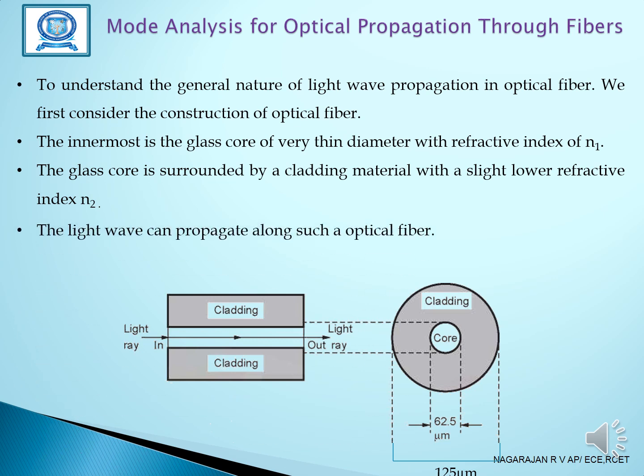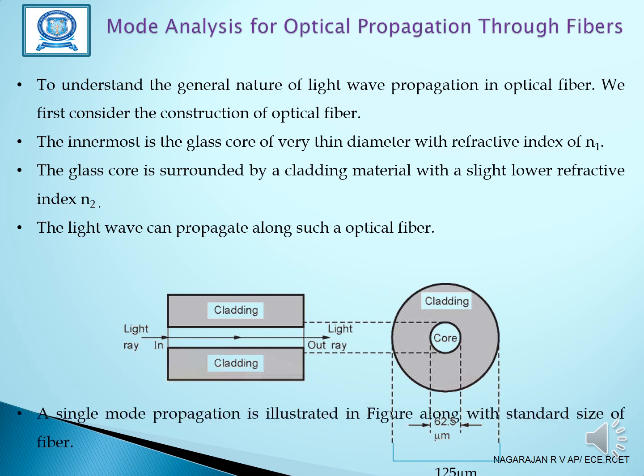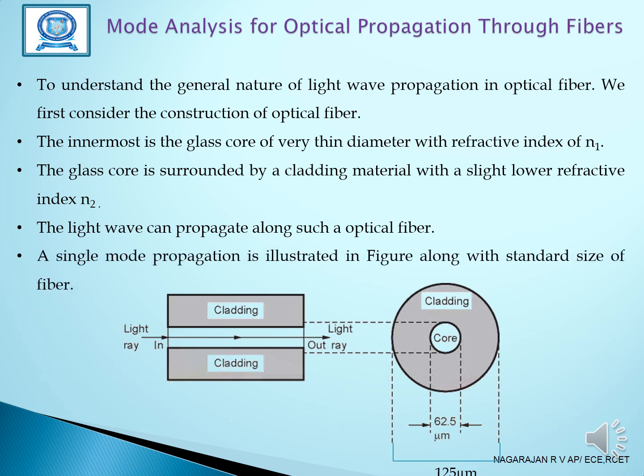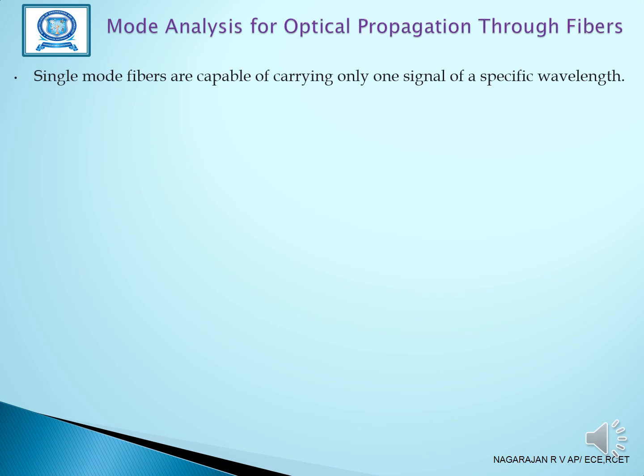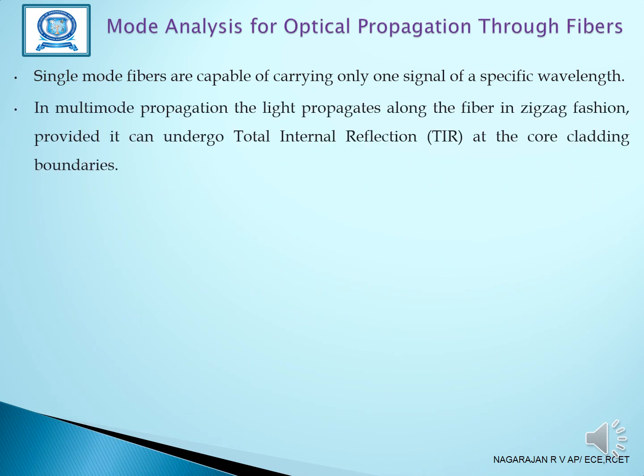The light wave can propagate along such an optical fiber. A single mode propagation is illustrated in the figure along with the standard size of a fiber. The single mode fibers are capable of carrying only one signal of a specific wavelength. In multimode propagation, the light propagates along the fiber in a zigzag fashion, provided it can undergo total internal reflection at the core cladding boundaries.